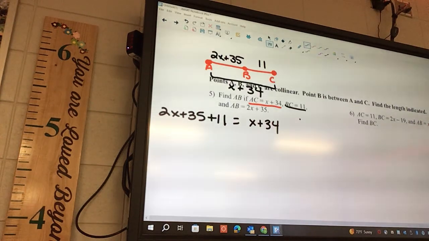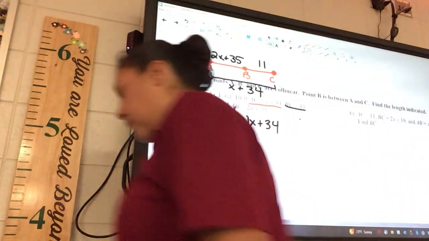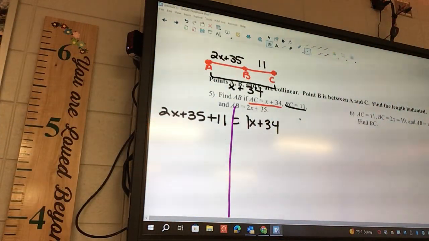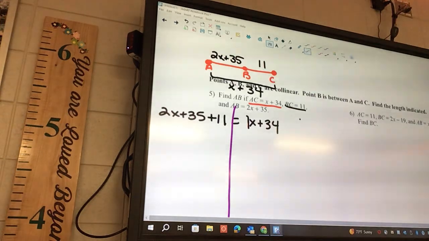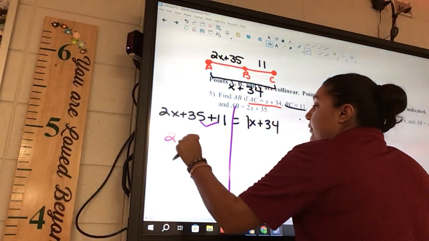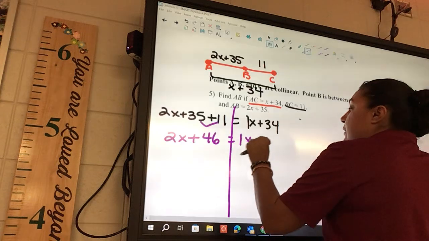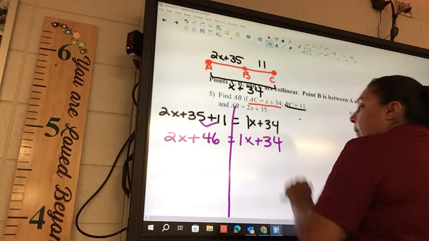Okay, so how many pieces are on the left? There are 3 on the left. How many are on the right? 2. So something on the left needs to be combined. Who can be combined on the left? 35 and 11. What is 35 plus 11? 46. So we got 2x plus 46 equals 1x plus 34.